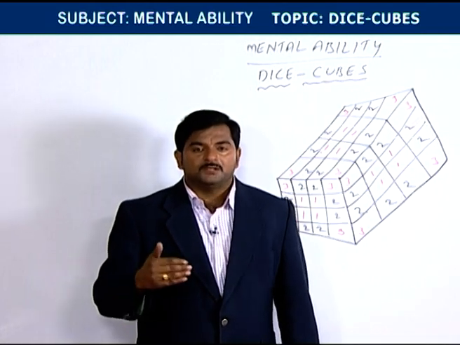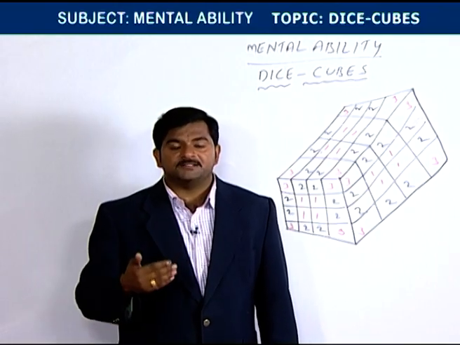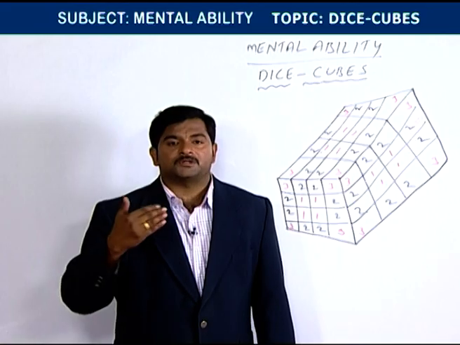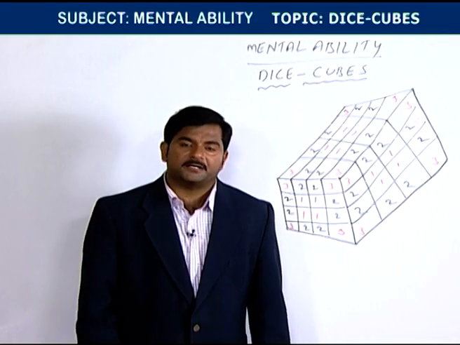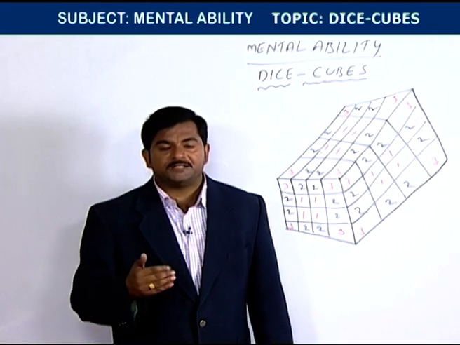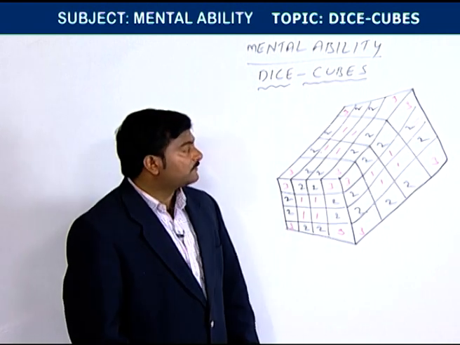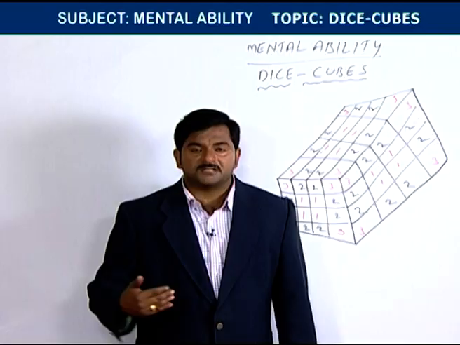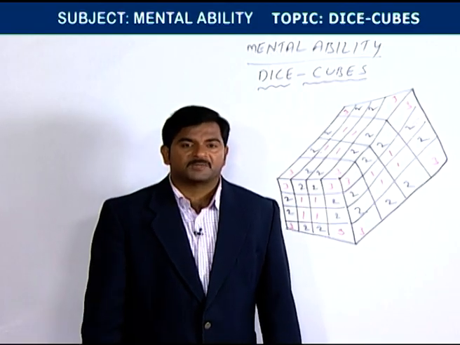Similarly, some small cubes are painted on only 2 sides, some small cubes are painted on 1 side, and some are not painted at all. So: 3 sides painted, 2 sides painted, 1 side painted, and no side painted. These are the 4 different things. Now, based on this concept, here are 4 different beautiful points. Point number 1, observe carefully.